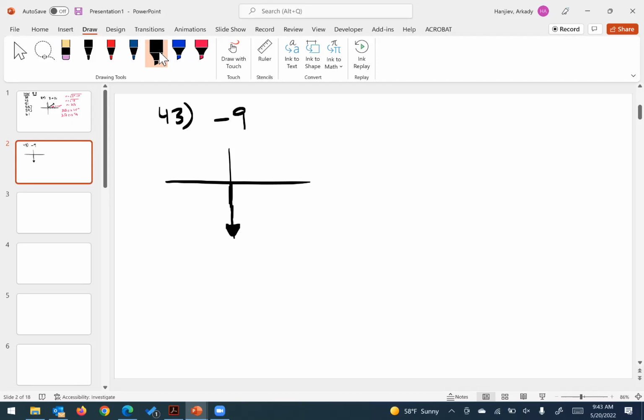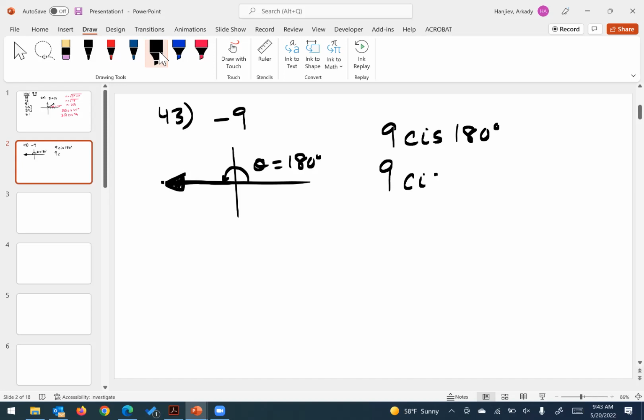Basically, if you're above... Oh, I'm wrong in my drawing. -9 would be this way, right? And 9 units away from the positive x-axis. So in degree terms, theta is equal to 180 degrees. Oh, that was easy. The r is just 9. So 9 CIS 180 degrees. 9 CIS pi would be it.